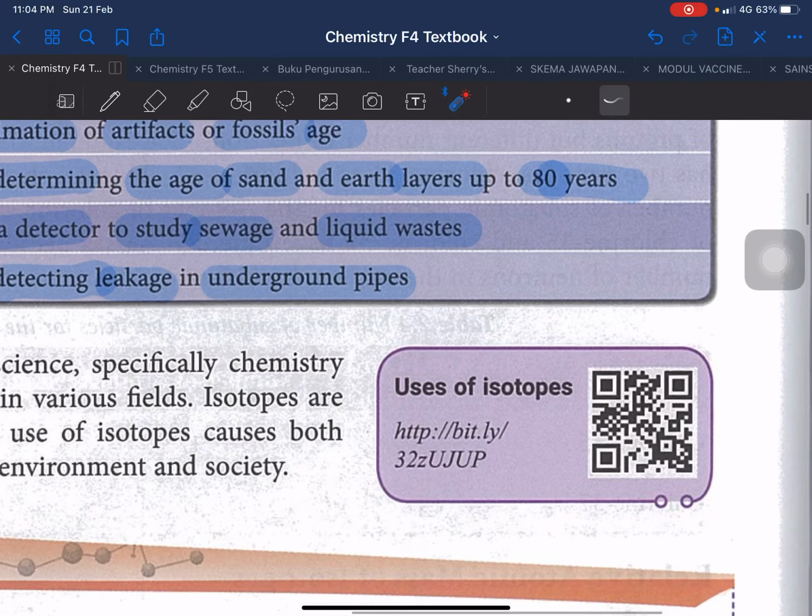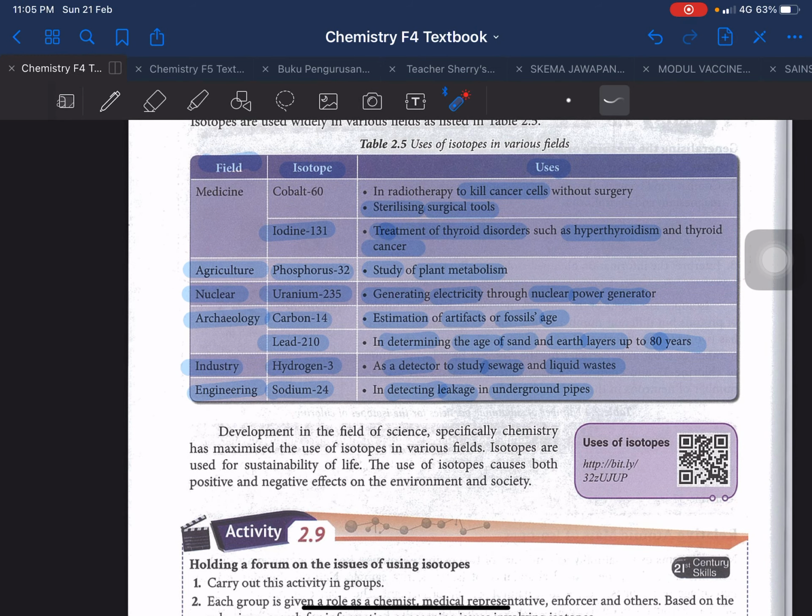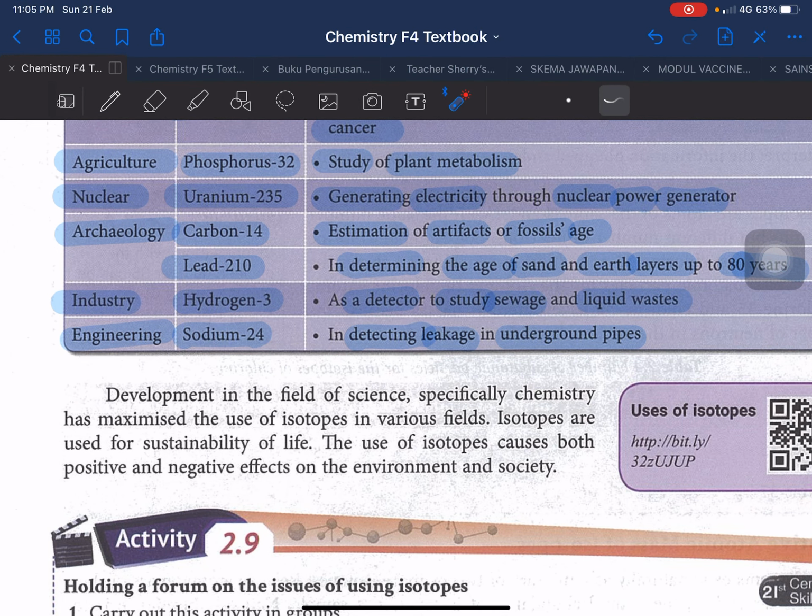Please use your QR code scanner and you can scan more uses of isotope in your textbook. Okay, so development in the field of science, specifically chemistry, has maximized the use of isotope in various fields. Sangat-sangat banyak sudahlah study di dalam science, especially chemistry, yang memaksimumkan penggunaan isotope dalam berbagai bidang.